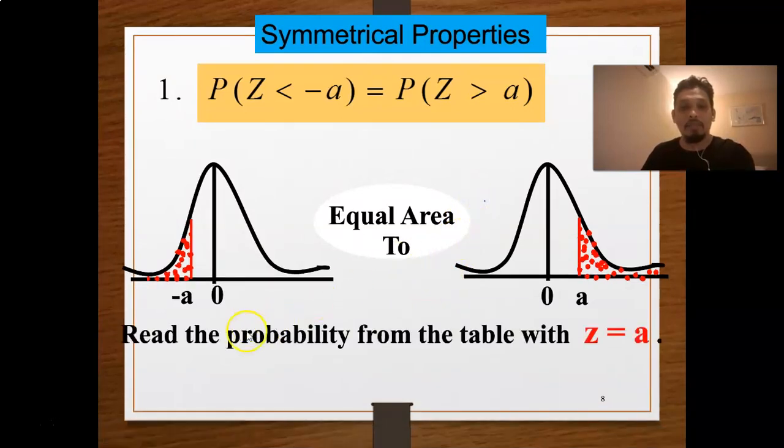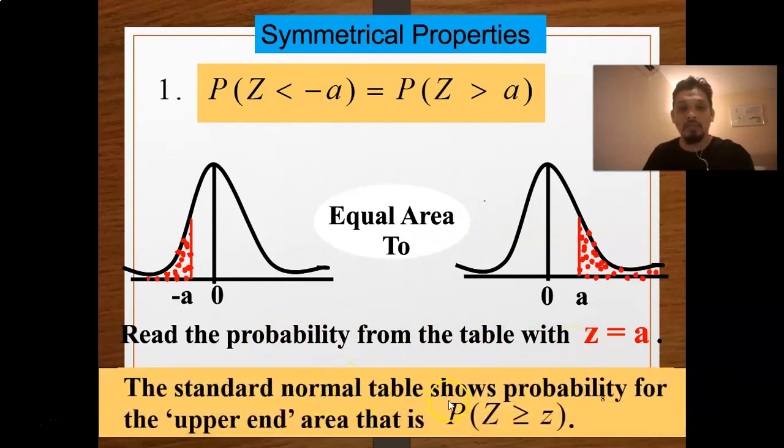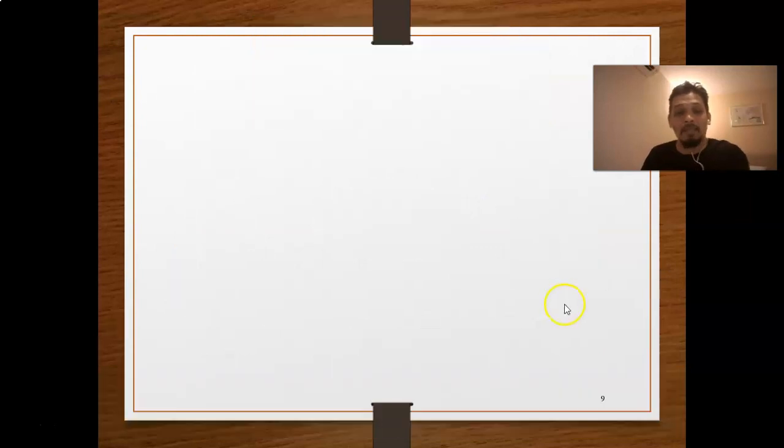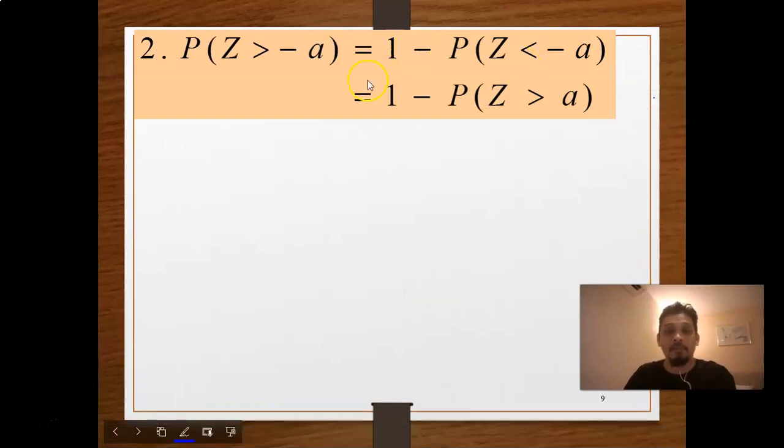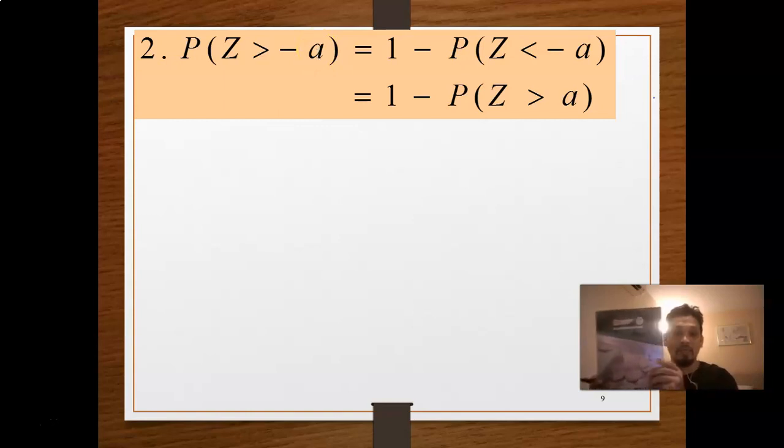Read the probability from the table with Z equal to a. The standard normal table shows the probability for the upper end area, which is Z greater than or equal to a, small letter z. At this moment we look at the definition first. When it comes to the example, it will make things clearer. This is the value of a that we refer to in the statistical book to find the value of each of them.